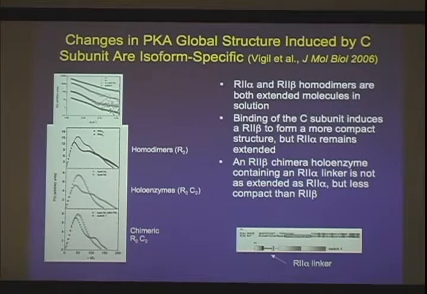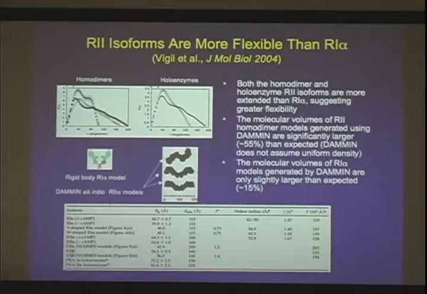whether he could recapitulate this contracted structure by making a chimeric R2 that consisted of the R2 linker within the R2 beta structure. And he was able to get partially there, but not completely. So that is information that indicates that this linker region is at least partially responsible for the difference between these two isoforms in their domain change in the presence of the C subunit.